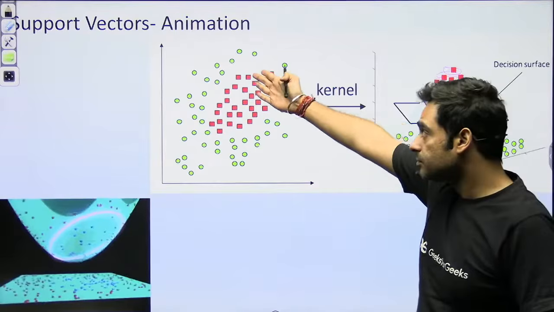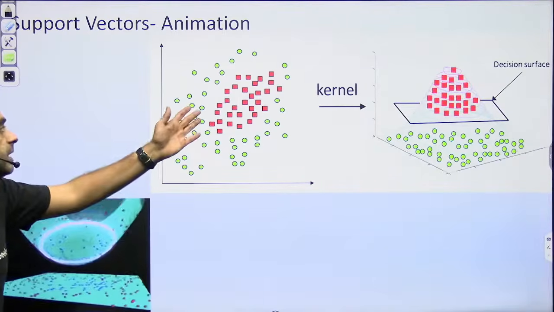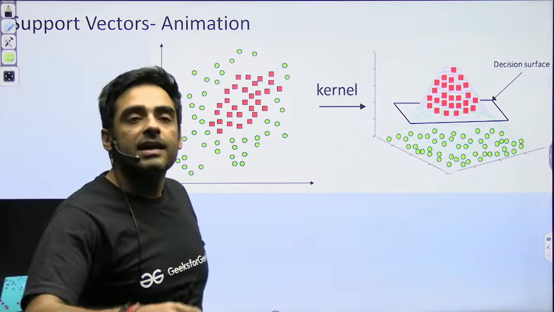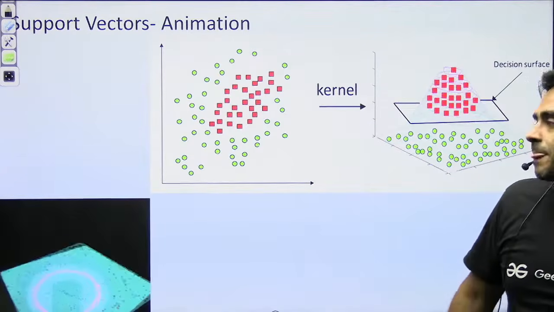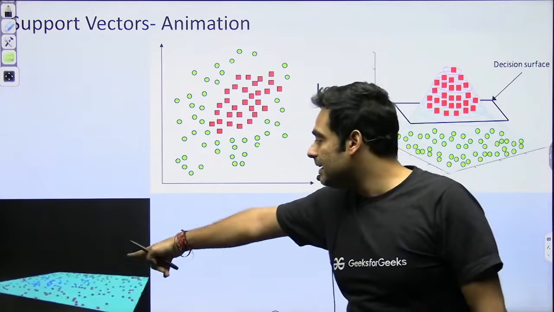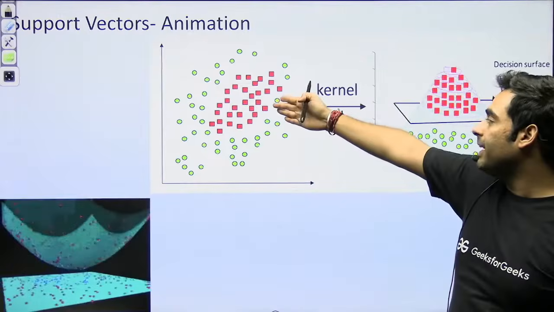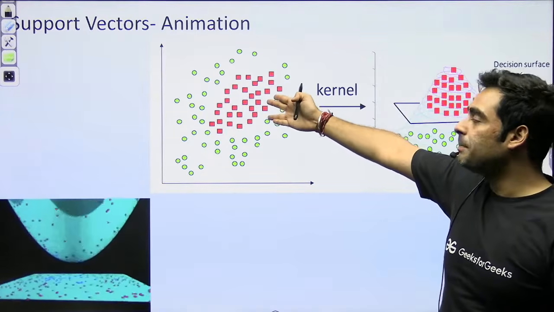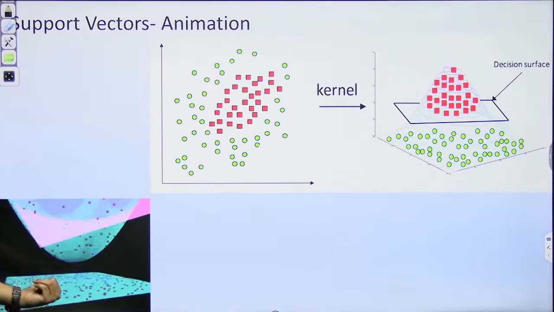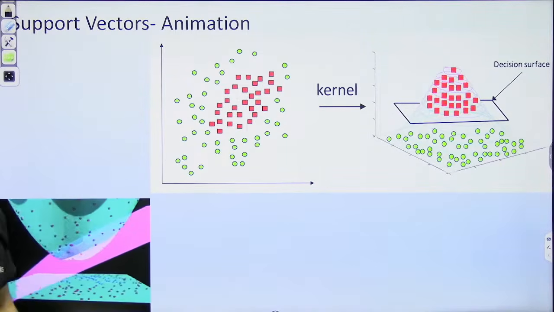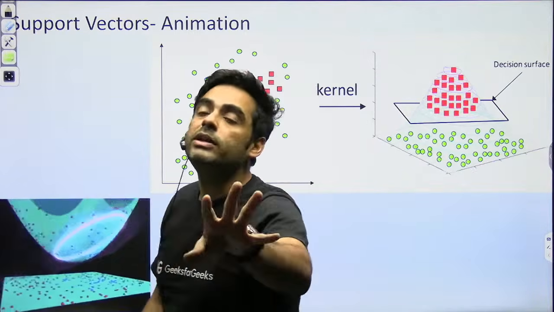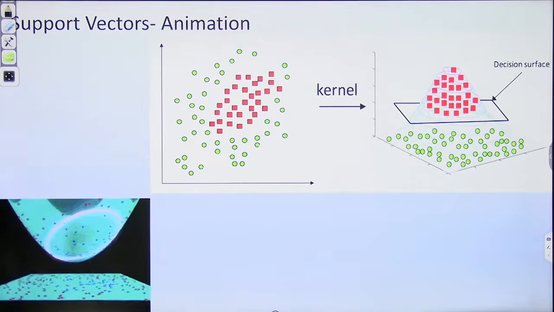Now tell me, can you ever separate this data with a plane? You will not find any plane. I hope you are getting this. We would not find any plane here that can actually separate this data. This is known as non-linear data, which cannot be separated by a hyperplane.